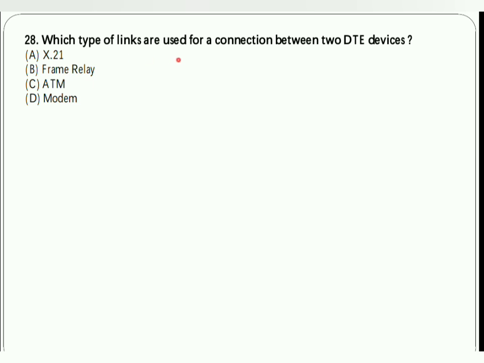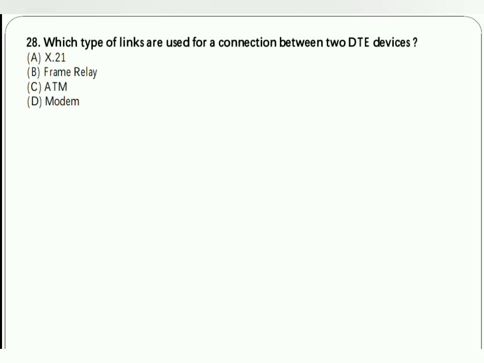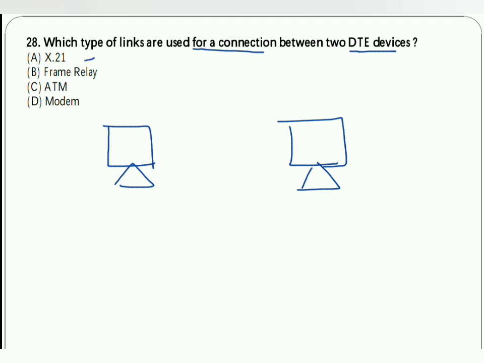Next one. Which type of links are used for a connection between two DTE devices? DTE means data terminal equipment devices. So which type of connection is established between two data terminal equipment devices? DTE is a terminal or a computer, and DCE is a modem or another carrier device. So if you want to connect two DTEs, that means two computers, what do you need? X.21, frame relay, ATM or modem.